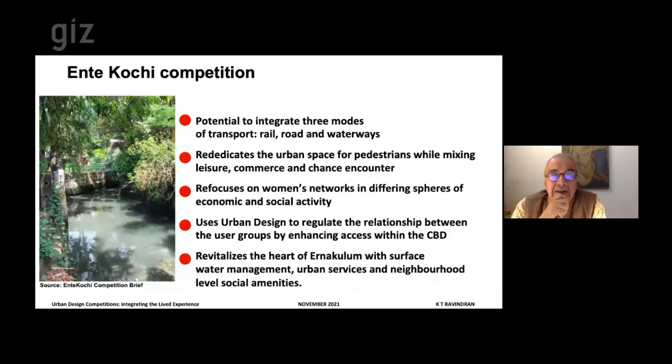Now we have the potential to integrate three modes of transport, that is rail, road, and waterways, which has been integral to the way the program for this project has been defined. It rededicates the urban space for pedestrians while mixing leisure, commerce, and chance encounter. This last component, that is the chance encounter, is a very critical factor for developing an amiable urbanity.